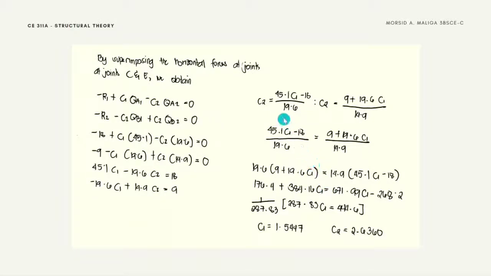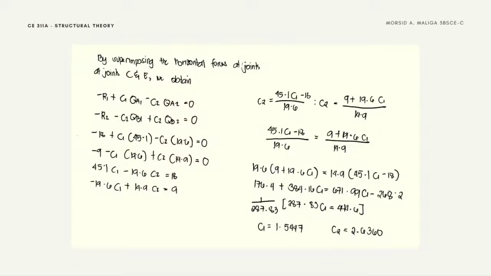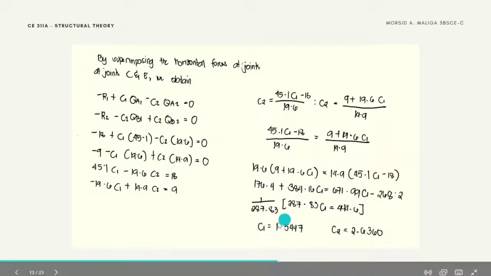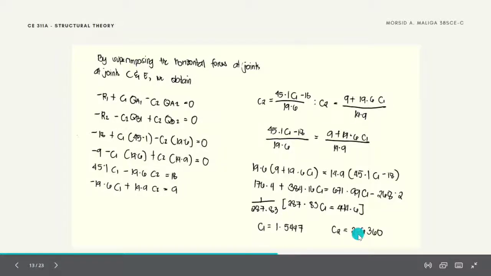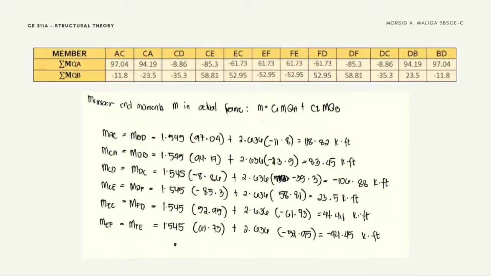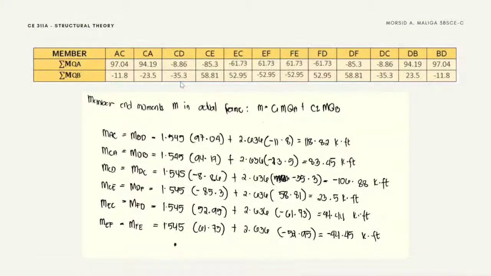So, if you're going to substitute the C sub 1 here, what we get is 2.636. So, the same as here. If we use C1 here, the result is still 2.636. Next. So, here, we combined the summation of moments Q sub A in every member. So, we combined them to get the member end moments in the actual frame.